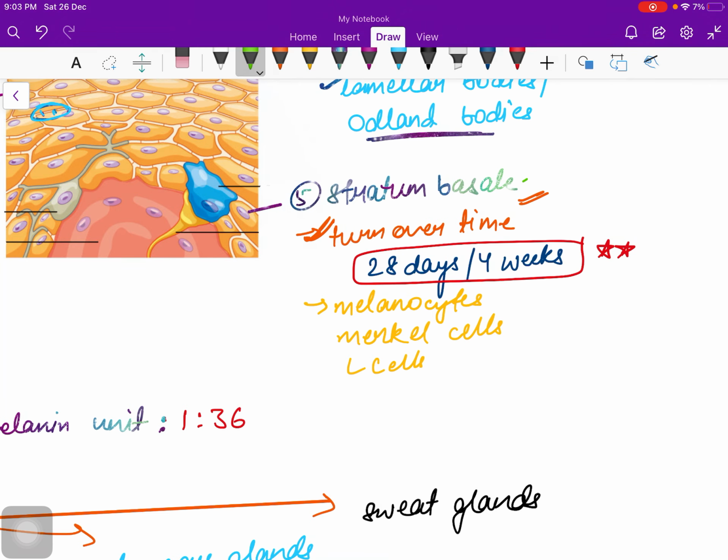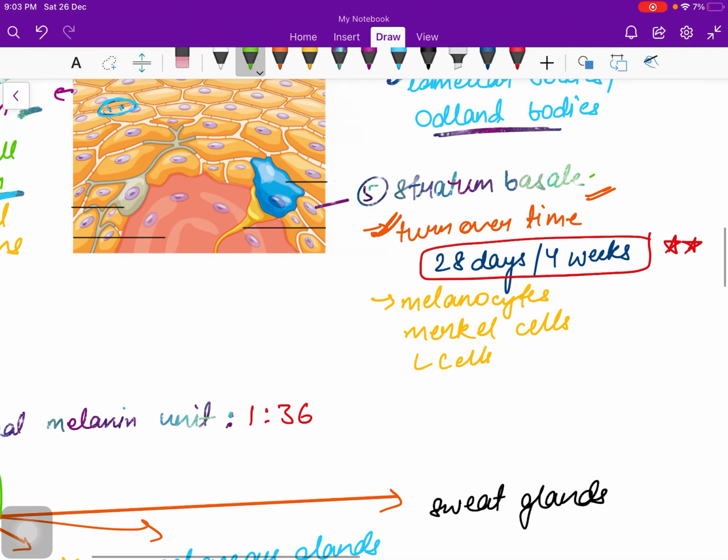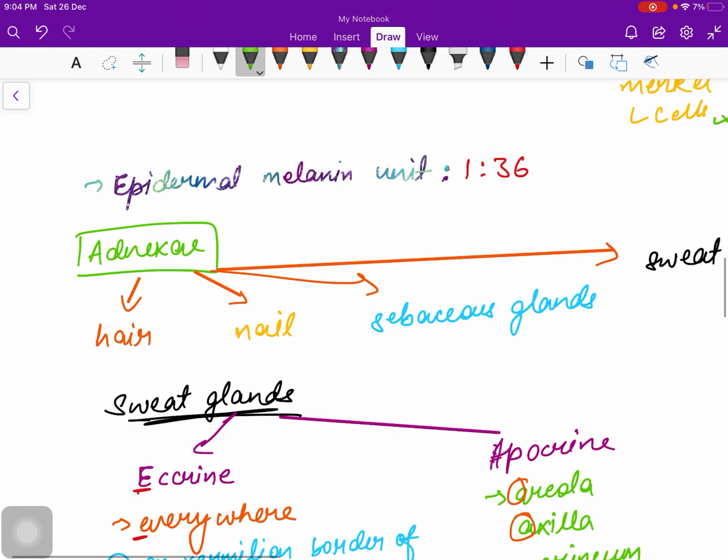And there are many cells which are present in this layer. Here, as you can see, it is the melanocyte, Merkel cell. Melanocytes are the ones that give color to your skin. Merkel cells are the touch receptors, and Langerhans cells are also present in this layer. They are the antigen presenting cells.